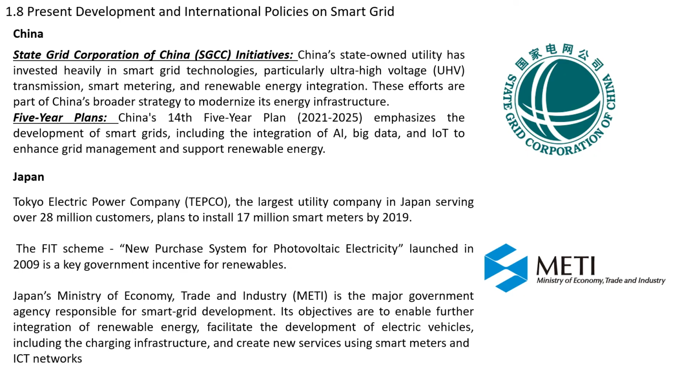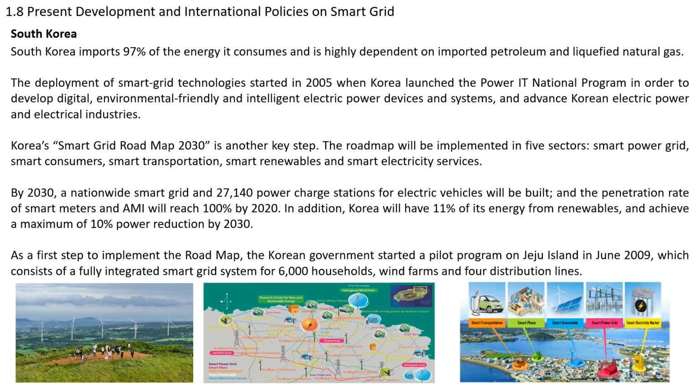And Japan's Ministry of Economy, Trade and Industry, METI, is a major government agency responsible for smart grid development, and its objectives are to enable further integration of renewable energy, facilitate the development of electric vehicles, including the charging infrastructure, and create new services using smart meters and ICT networks.